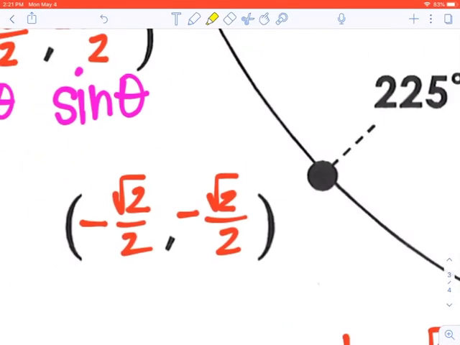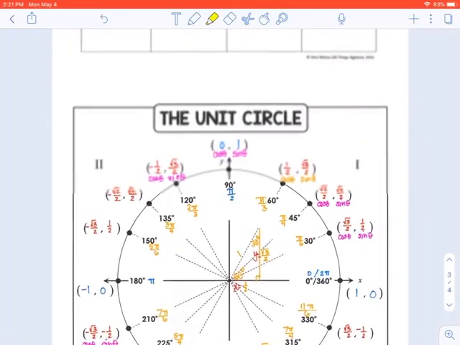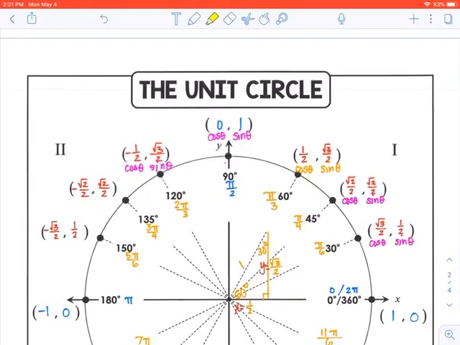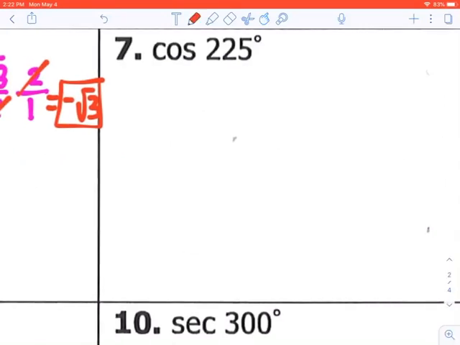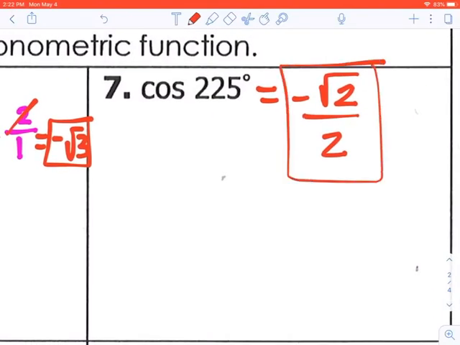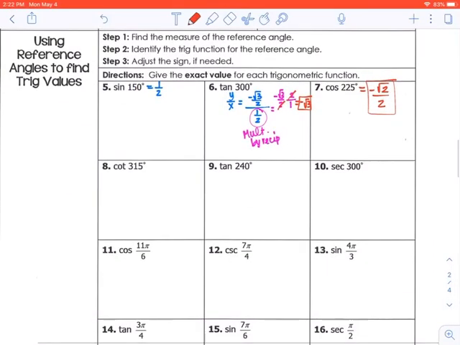225 degrees. Here I am. Cosine is x, so it's negative root 2 over 2. And that's the answer I put down. So, answer, negative root 2 over 2. That's it. You don't have to do anything for that one. It's just the x value on 225.